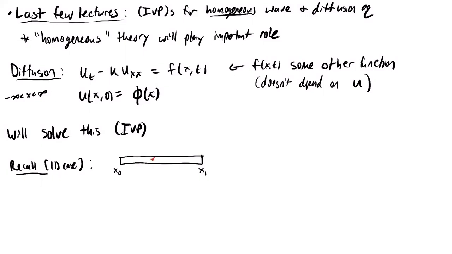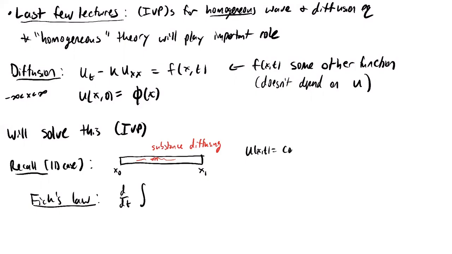And there's some substance which is diffusing in the water. Well, remember Fick's law is the main law from physics we use to find this equation. It says that if you look at the change over time of the amount of substance in the pipe, so in this case, u of x,t is the concentration, not the amount. So in order to get from concentration to amount, remember you have to integrate.